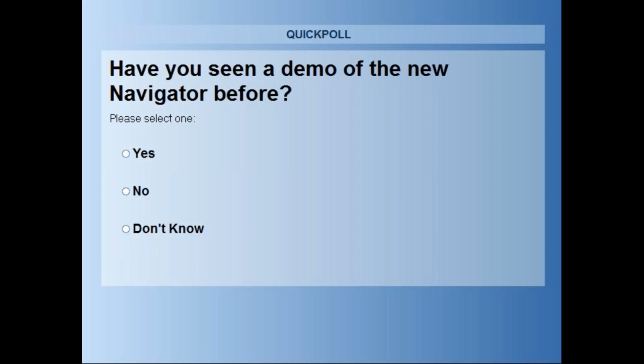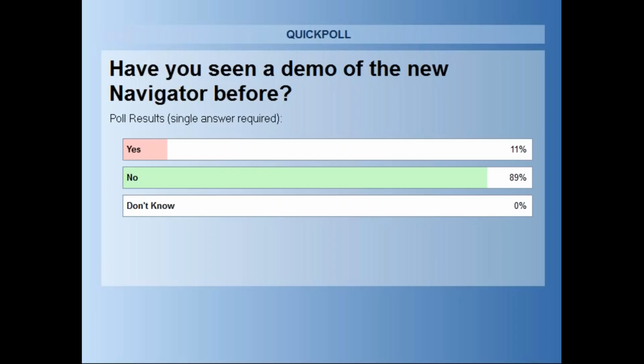All right, we've got almost everyone having filled that out, so we will close this and take a look at the results here in a sec. Okay, so the vast majority have not seen the demo before, so that's great. This is just really, thank you all for helping us with those polls.